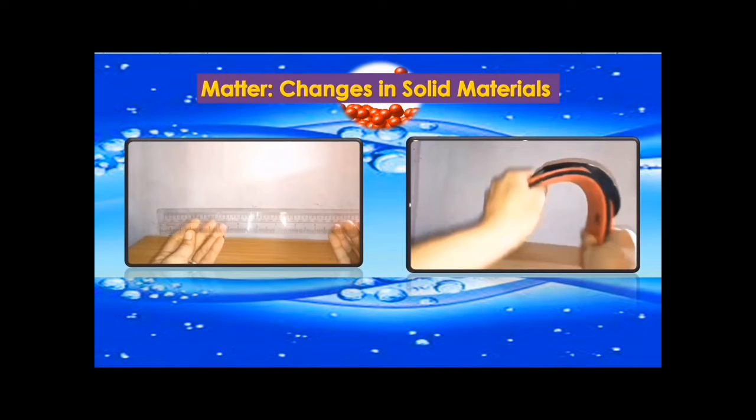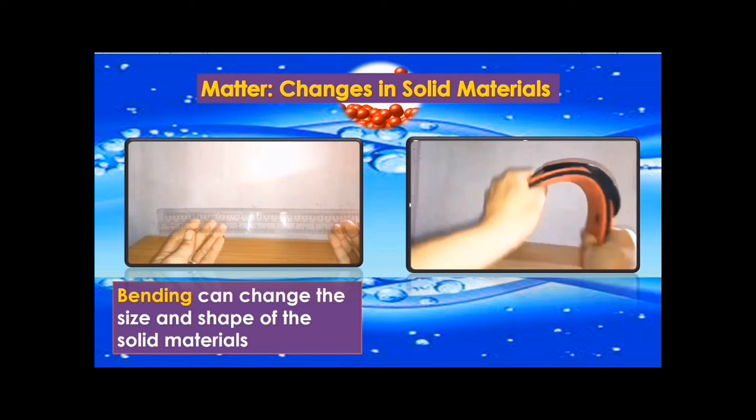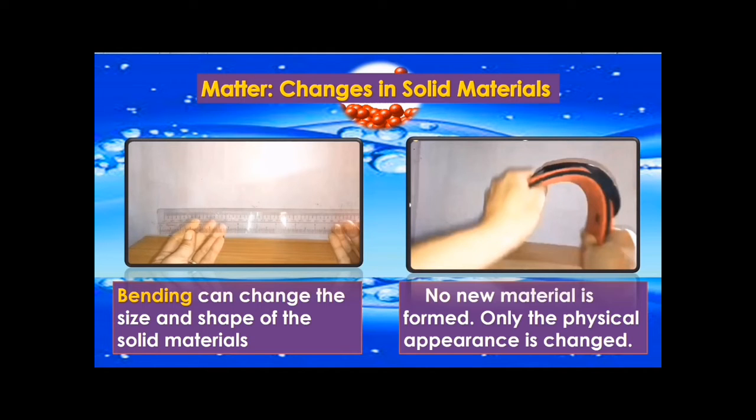Now what can you say about bending a solid material? You're right, bending can change the size and shape of the solid materials. It makes a straight object into a curved one. Is there a new material formed? Correct, no new material is formed. Only the physical appearance is changed.